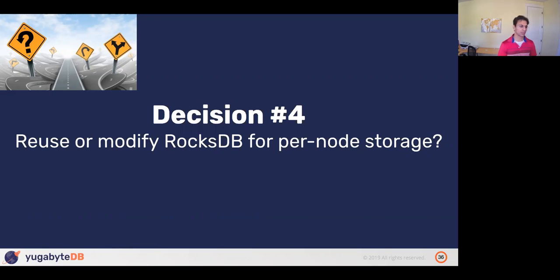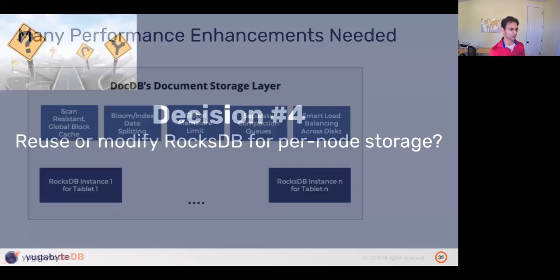Okay, so we now have Raft for single row linearizability, and having decided all the other parts of the system, the next decision was, how do you do per node storage, right? What do you choose for that? Do we start with something known like RocksDB? Do we reuse it as a black box? Do we modify it? What exactly did we want to do?